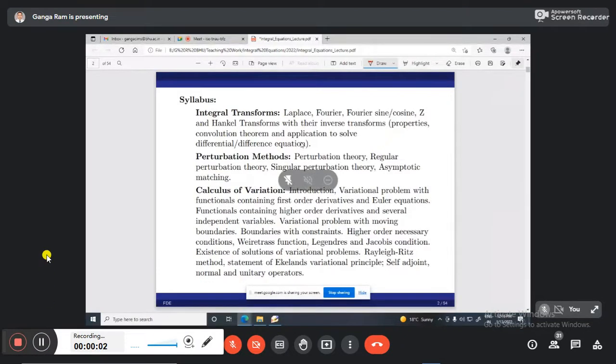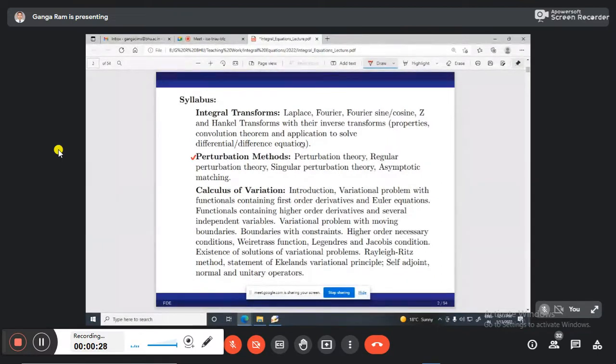Transform, Laplace, Fourier sine, cosine, Jet transformation, Hankel transformation, and their inverse transformations, and also there are some properties, convolution, and applications based on these. How to show these fractional differential and difference equations. Okay, this is the integral transform.